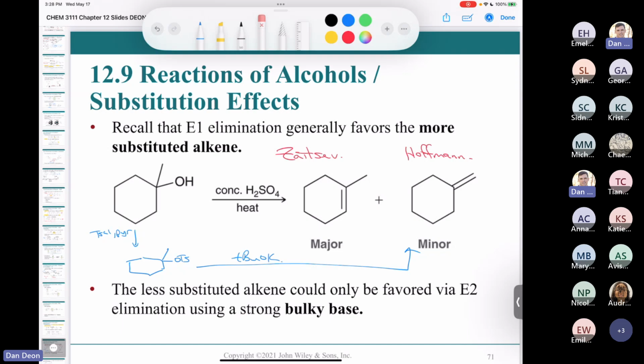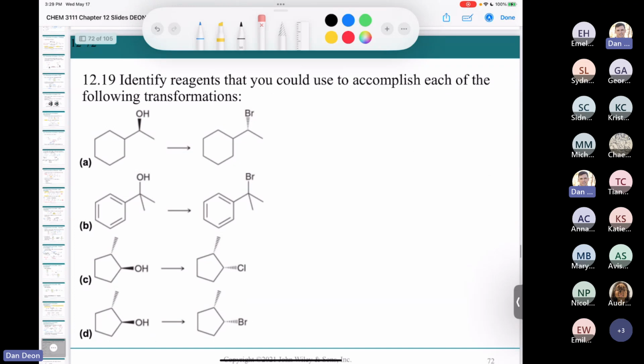Okay, there's nothing wrong with that chemistry. I'm just saying if you're just looking to make the Zaitsev, don't worry about tosylates and unhindered bases. I would just treat it with acid. Just heat it up with acid. There we go. So again, 12.19 is just going over some of these reactions.